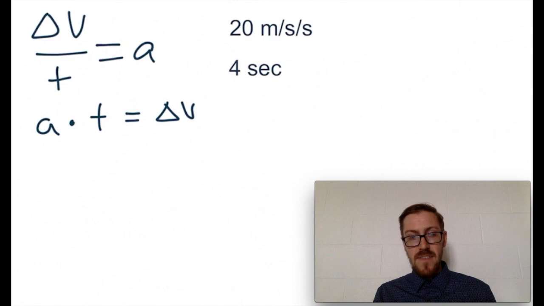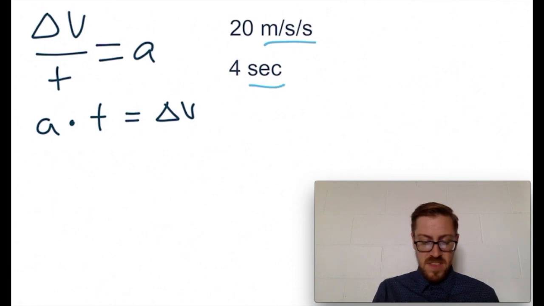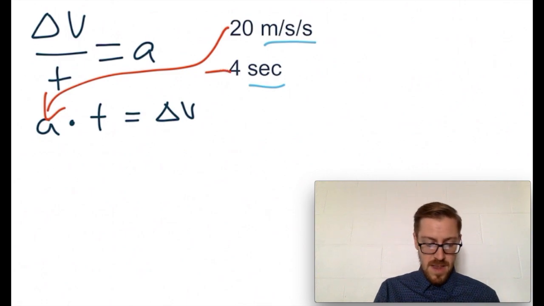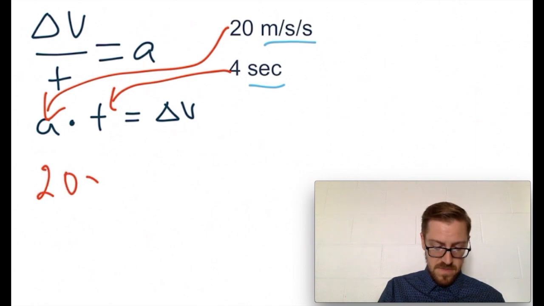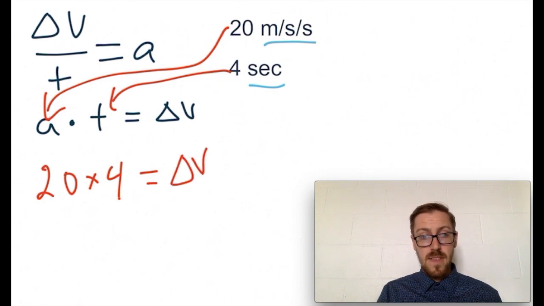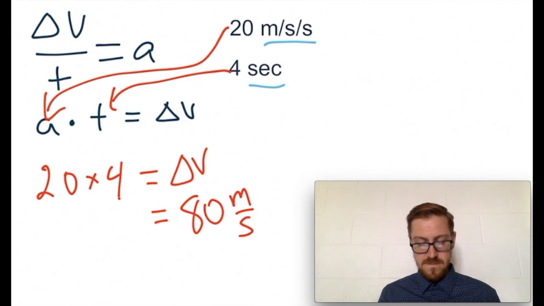So you see our equations on the left. We have 20 meters per second per second. This unit tells us that it's an acceleration that we're measuring. And this unit tells us that it's a time. So I'll take this 20, I'll put it in for acceleration. I'll take this 4, and I'll put it in for time. And so what I'll end up with is 20 times 4 equals change in velocity. If I do that math, I get 80 meters per second. Easy peasy. Let's do another one.